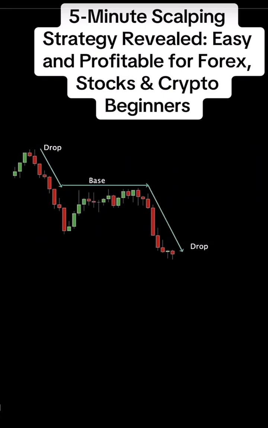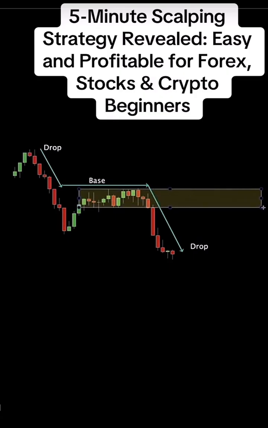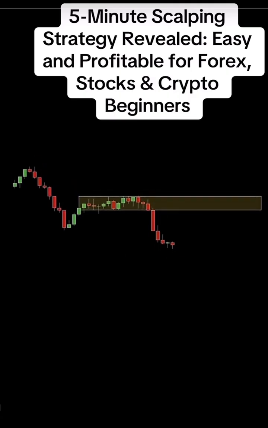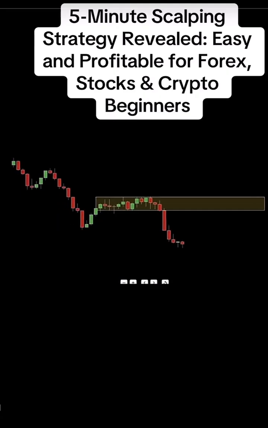Smart money doesn't sell everything at once. If they did, they'd disrupt the market. Instead, they sell gradually, allowing the market to accumulate liquidity. Then, they manipulate retail traders and sell again, forming this drop-based drop pattern, a clear smart money footprint.